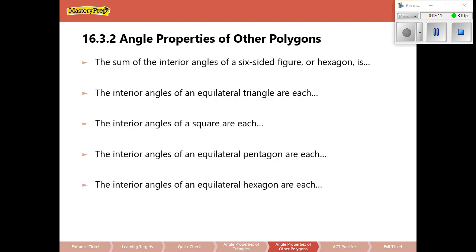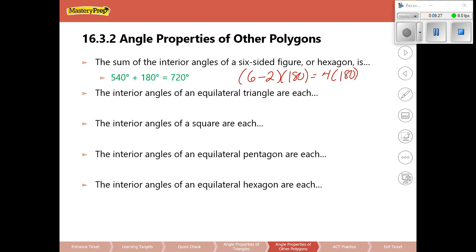Sum of the interior angles of a six-sided figure, or hexagon. We'd say 6 minus 2 times 180, which would be 4 times 180, which is 720. Interior angles of an equilateral triangle are each 60. Interior angles of a square are each what? 90, because they're all right angles.